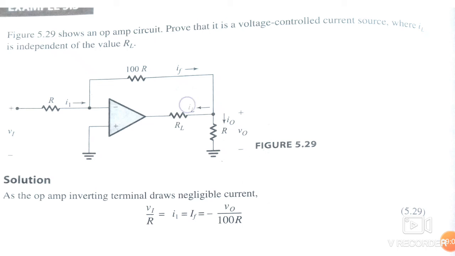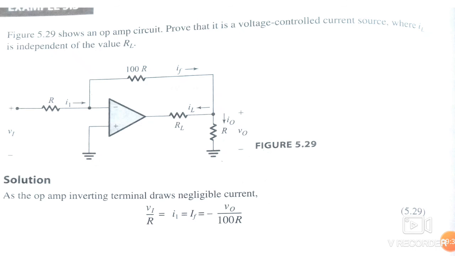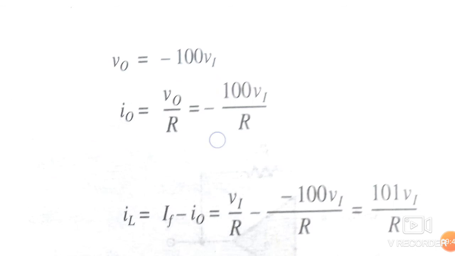Now this IL can be calculated, and IL can be written as this IF minus this I naught. So IL is equal to IF minus I naught, equal to V1 upon R minus of minus I naught, where I naught is equal to V naught upon R, equal to minus 100 times V1 upon R. So this is written here, minus 100 V1 upon R.